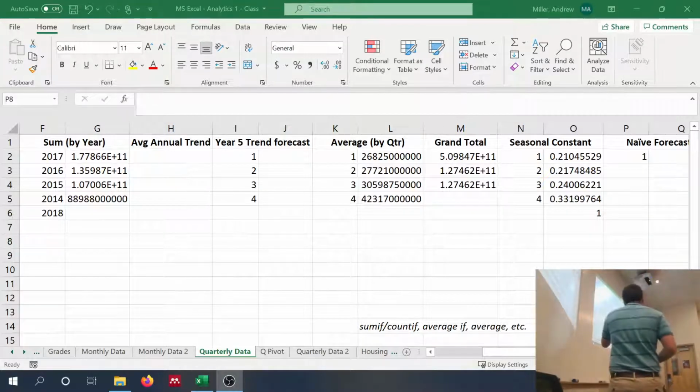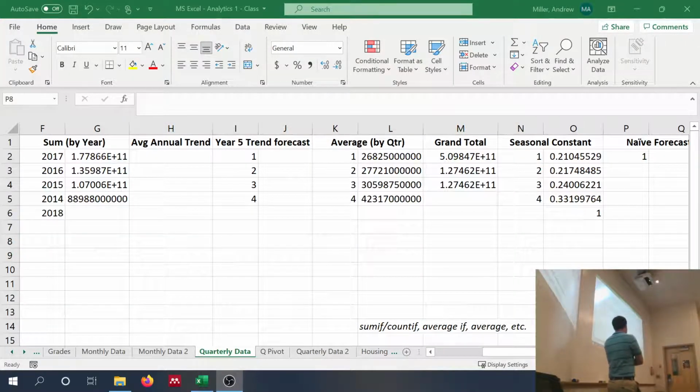Let's say we had no seasonality at all. What would the seasonal constant be very close to for all of them? If no seasonality were present, what would we expect the seasonal constant to be for almost all of them? How'd you get that?